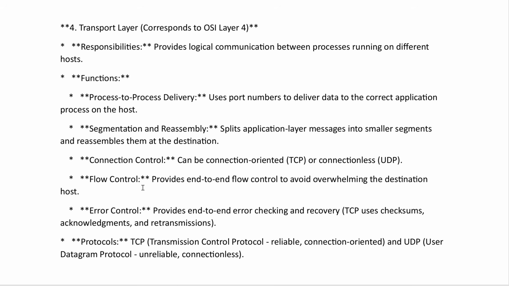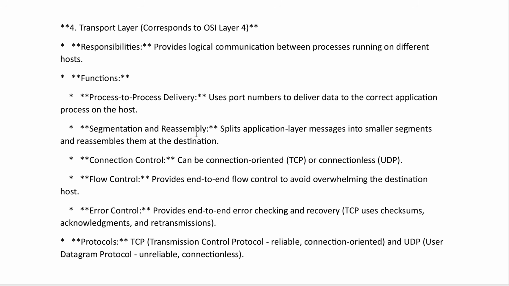The fourth layer in TCP/IP model is known as the transport layer. It corresponds to OSI layer number 4. Responsibilities of transport layer are to provide the logical communication between processes running on different hosts. The functions of the transport layer are as follows. First function is process to process delivery. The transport layer uses port numbers to deliver data to the correct application process on the host.